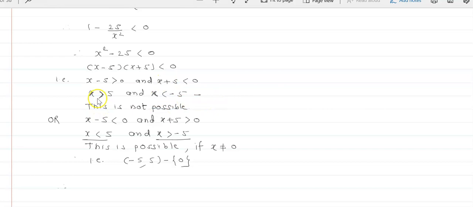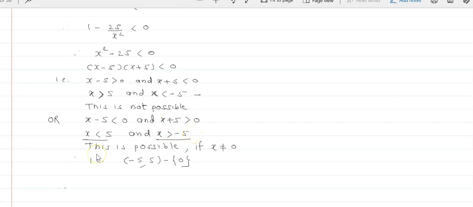How is it possible? This is not possible. Once here you say that x is greater than 5 and x is less than minus 5, this is not possible. Therefore, we consider the second. The first we considered is positive and this is negative. But secondly, we consider here x minus 5 is negative and x plus 5 is positive. Now what's here? If you simplify this, add 5 on both sides. Then you will get x is less than 5. Add minus 5 on both sides. Then minus 5 plus 5 gets cancelled. There is a minus 5. x is greater than minus 5.